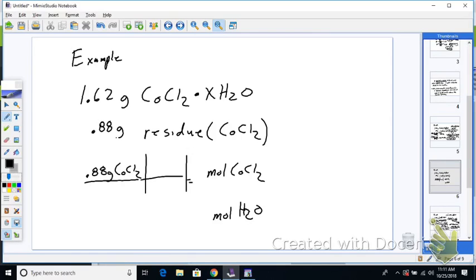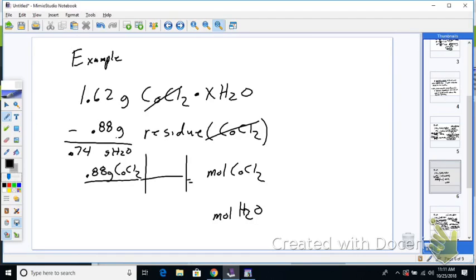No, we don't. But how would we determine it? Yeah. So this has the COCl2 in it. This is with water, and this is without water. So if I subtract those two, then it gets rid of my COCl2, and I'm left with just H2O. So this would give me grams of H2O, and that would be what?